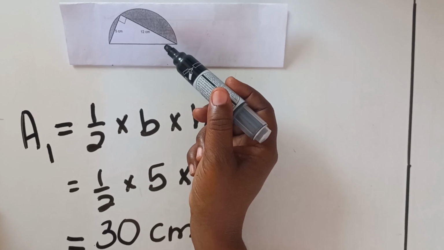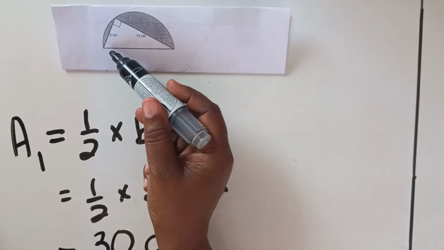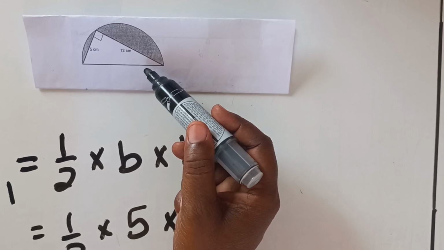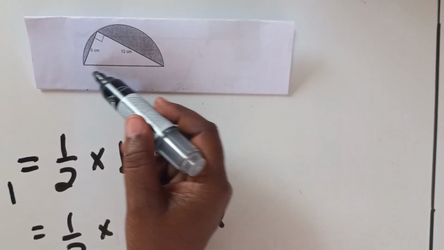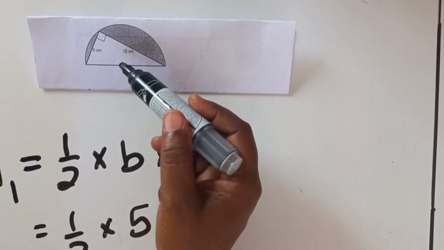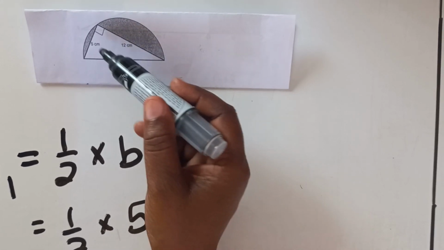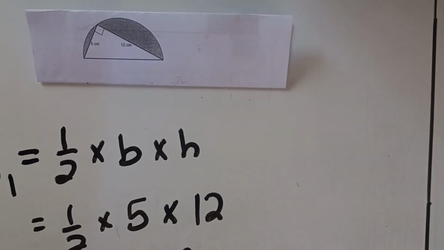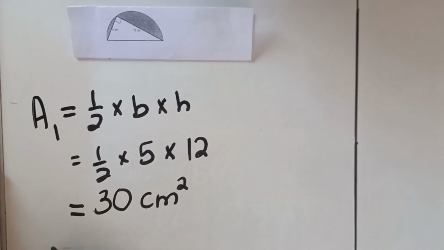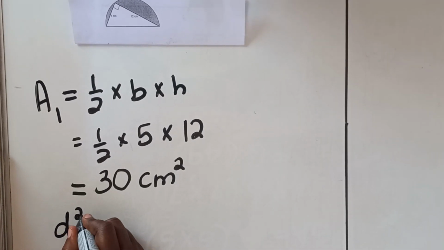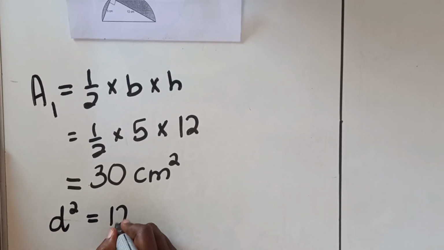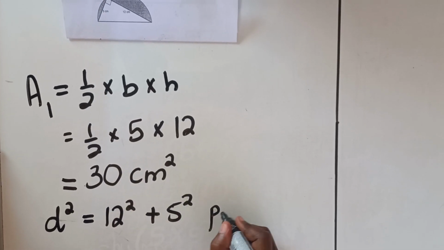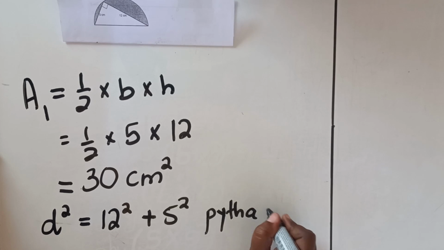But when you look at the semicircle, they didn't give us the diameter. We don't have it. So you have to calculate that first. We are going to use the triangle because this is a right angle triangle. They've given us a right angle triangle. Then we can use Pythagoras to calculate the side. So we're going to start with that. We're going to call it diameter. Diameter squared is equal to 12 squared plus 5 squared, and it's Pythagoras.